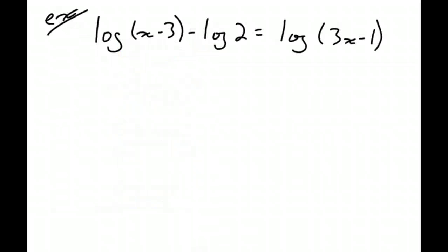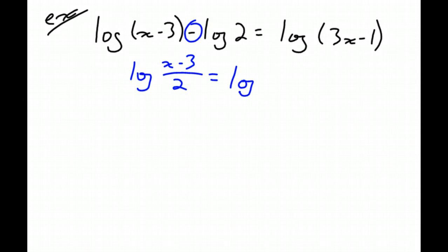And yet a different type of example. I have a log, I have another log, and another log. I don't have log of something equals log of something else. However, I do have a log minus a log. Remember, minus log is our quotient rule. So I can say that this is the log of the first, x minus 3, over log of the second, equals, I didn't change the other side at all, so it's still 3x minus 1.